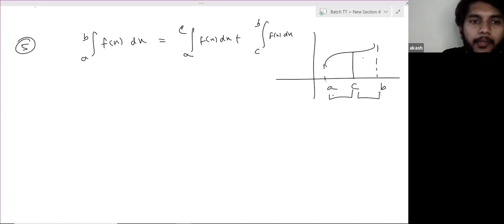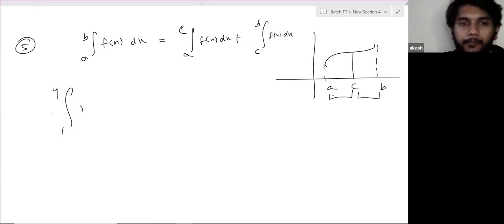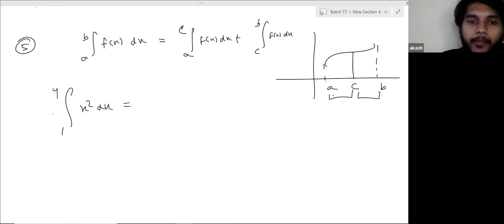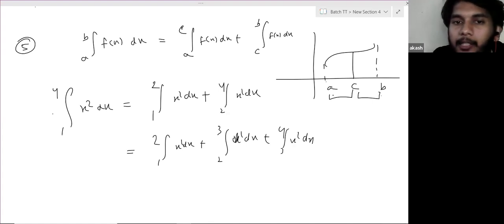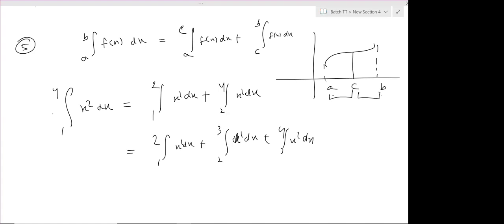For an example, if you have integration 1 to 4 x square dx, this will be equals to 1 to 2 x square dx plus 2 to 4 x square dx. And you can break it down into multiple parts also. 1 to 2 x square dx plus 2 to 3 x square dx plus 3 to 4 x square dx. Is it clear, all of you? Yes, sir. All right. Explain it again.